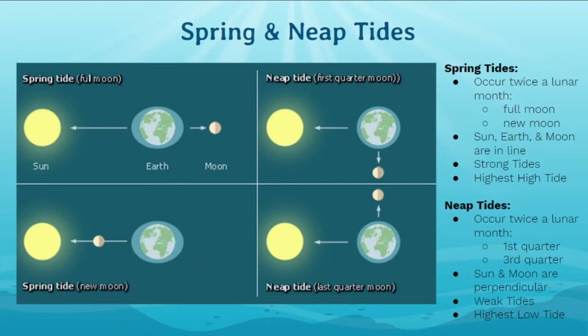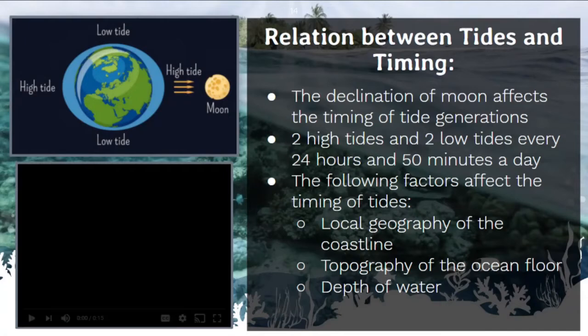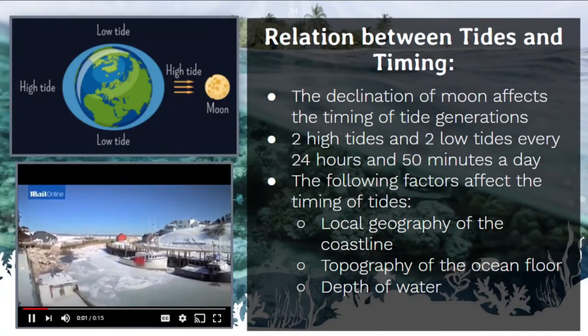The sun and moon are perpendicular. Spring tides have the strongest tides. They also have the highest high tide, and neap tides have the weakest tides, or the highest low tide. I'm going to go back to this and explain just a little bit more.